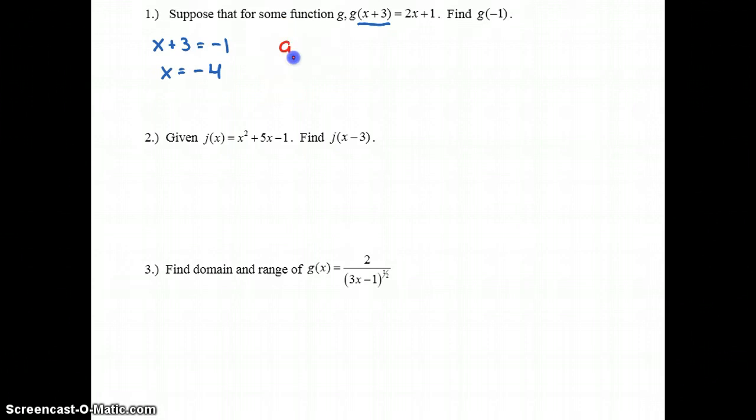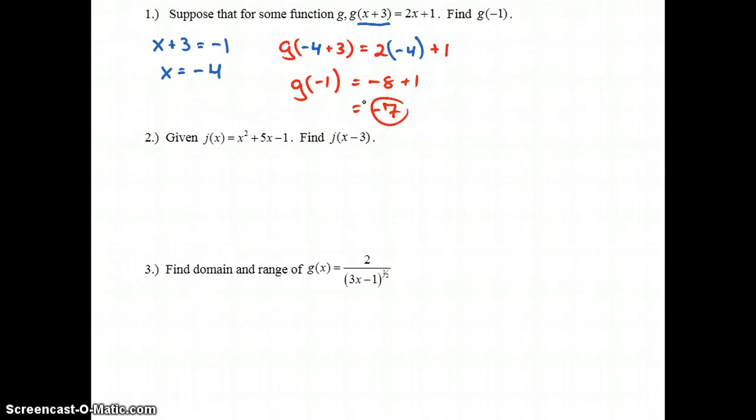I've got g of negative 4 plus 3 equals 2 times negative 4 plus 1. Now negative 4 plus 3 gives me g of negative 1. That's exactly what I wanted to find. 2 times negative 4 is negative 8 plus 1 gets me negative 7. And we're done.